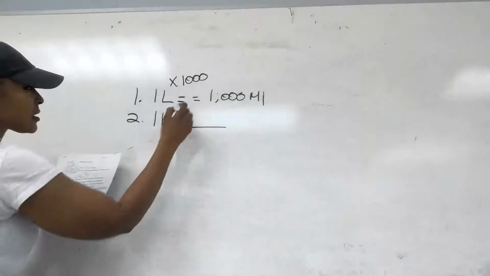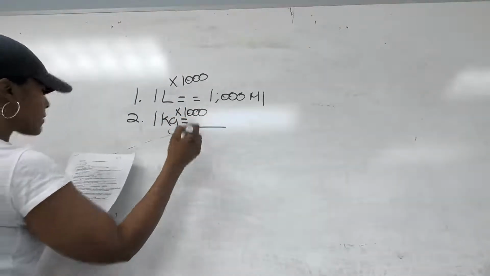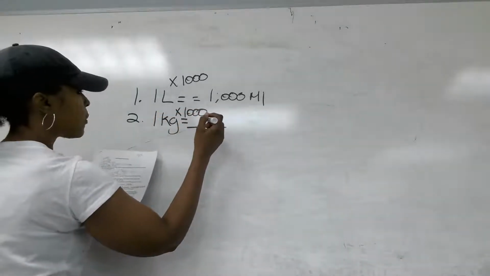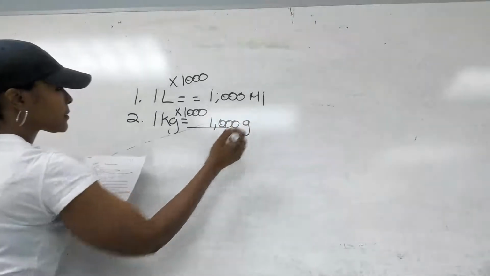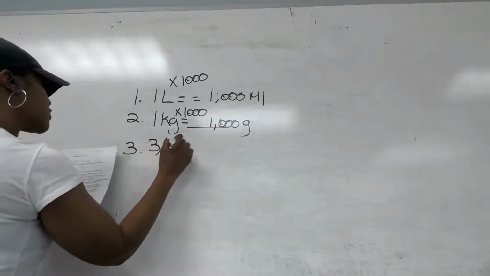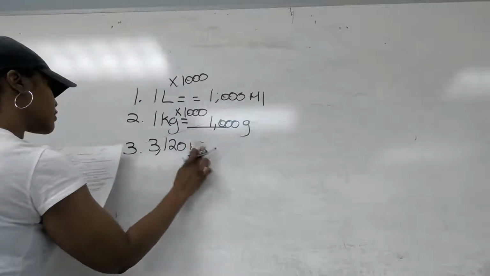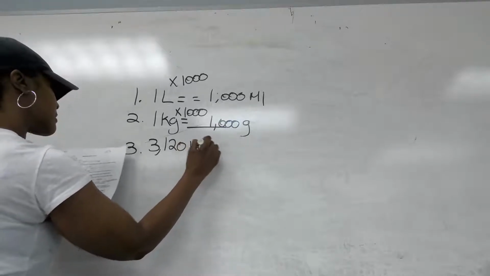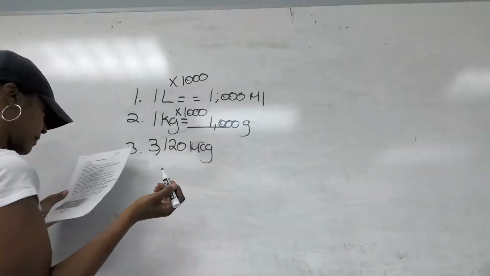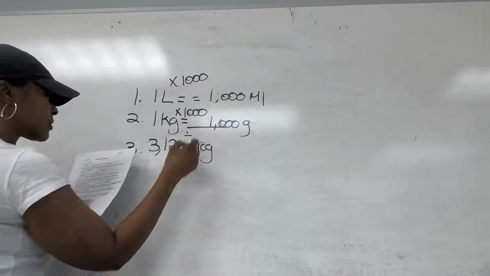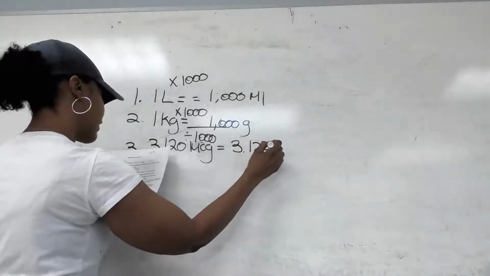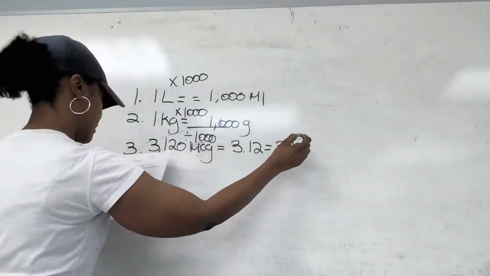1 kilogram is equivalent to how many grams? 1,000. We're going from largest to smallest, so we multiply by 1,000. 1 kilogram is equivalent to 1,000 grams. Number 3, 3,120 micrograms is equivalent to how many milligrams? 3.12, rounded to the nearest tenth, 3.1. We're going from smallest to largest, so we divide by 1,000. It comes out to 3.12. We round it to the nearest tenth, 3.1 milligrams.